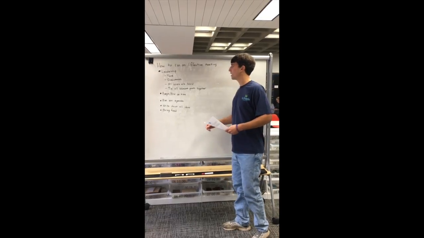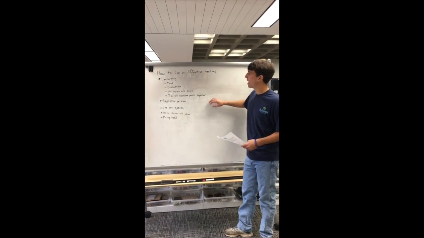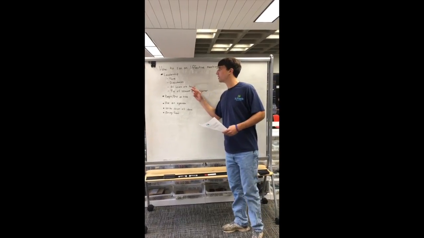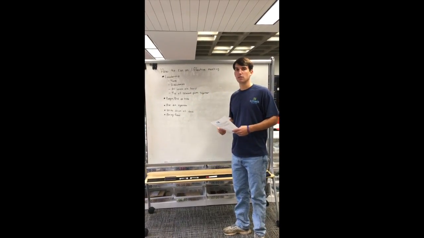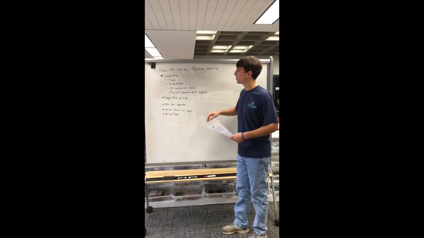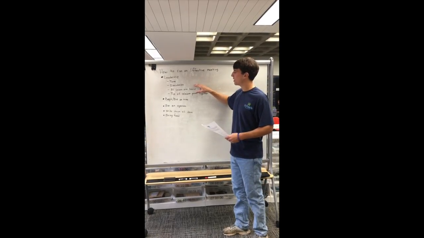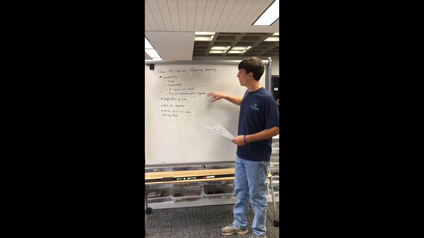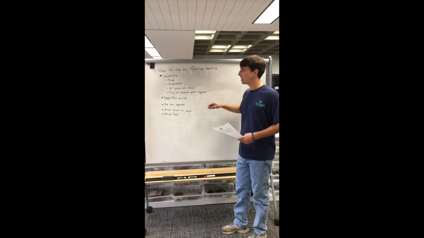Today I'll give you 5 bullet points on how to run an effective meeting. The first bullet point, if you look at it through a leadership perspective, is that you will need to be able to control the tone, control the discussion, make sure all voices are heard, and tie all relevant points together to keep the flow of the meeting going.